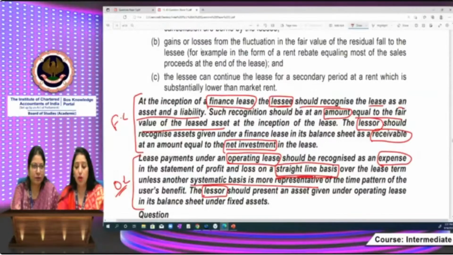And the lessor should present an asset given under operating lease in its balance sheet under fixed assets. Now you can see the difference. In the operating lease, the lessor shows the asset under fixed assets in the balance sheet. But in case of the finance lease, the lessor is going to show it in the balance sheet as a receivable, which is the amount equal to the net investment.